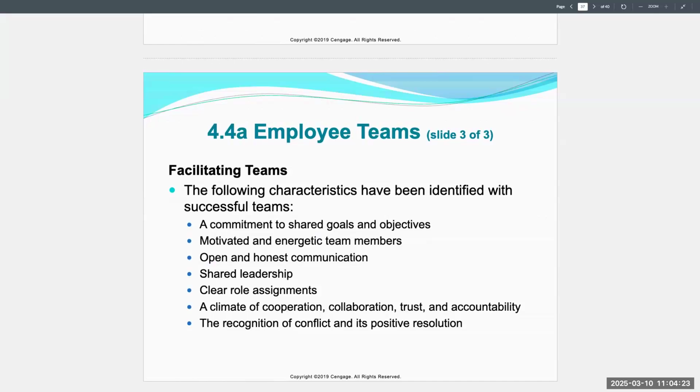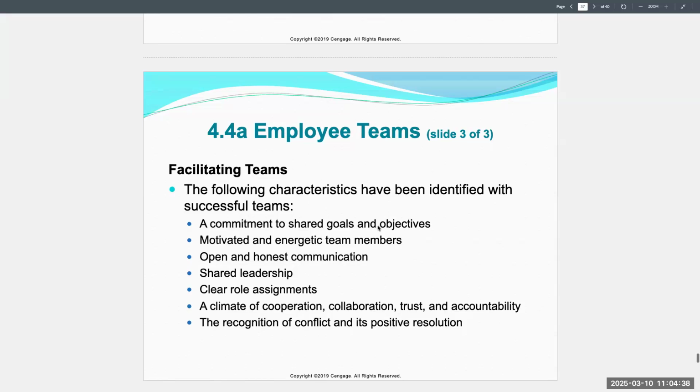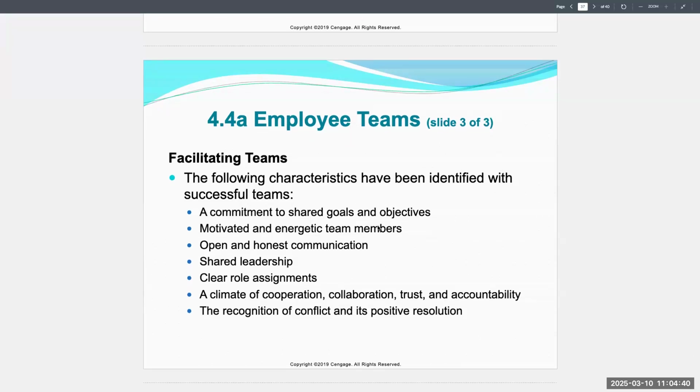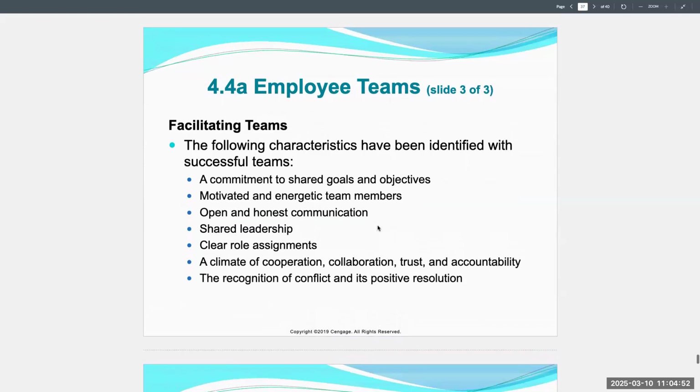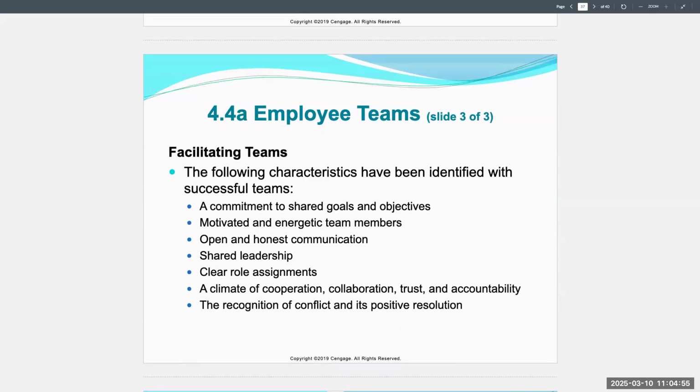How and what does it do to facilitate teams? A well-functioning team is characterized by several attributes. The first is commitment to shared goals and objectives. Essentially, when you're facilitating teams, these are the things that you're looking for. You're looking for a commitment to shared goals and objectives, motivated and energetic team members, open and honest communication, shared leadership, clear role assignment, a climate of cooperation, collaboration, trust, and accountability, and the recognition of conflict and its resolution.